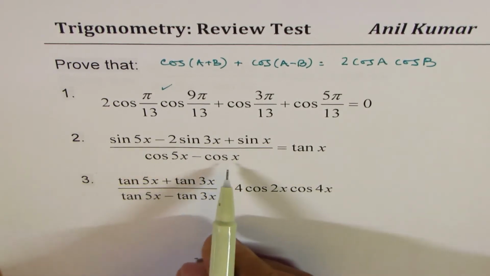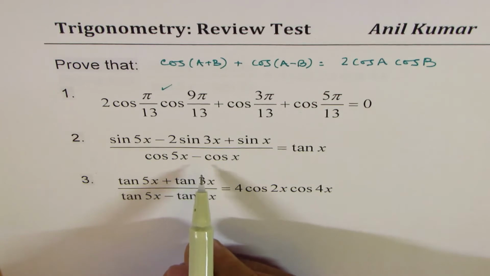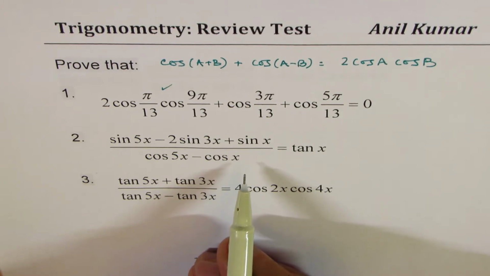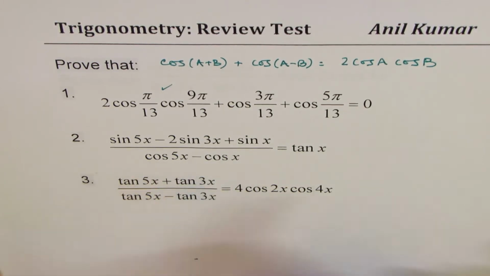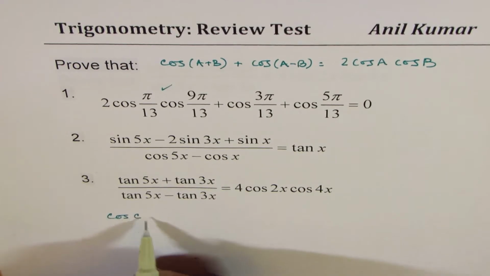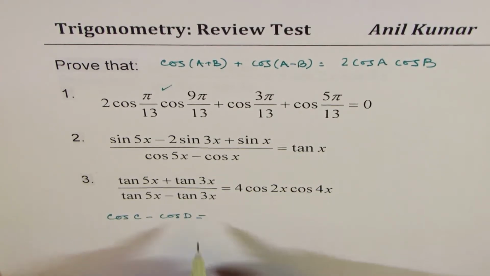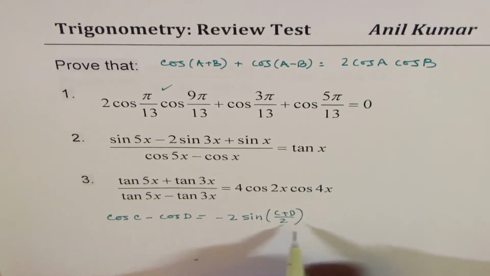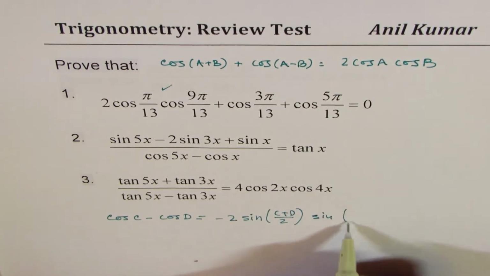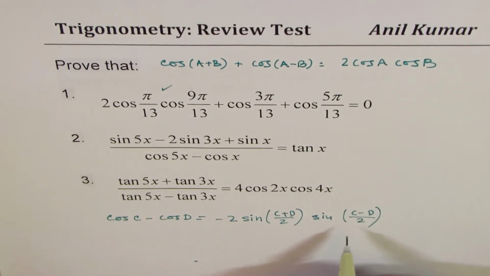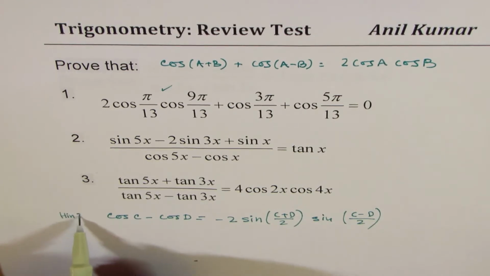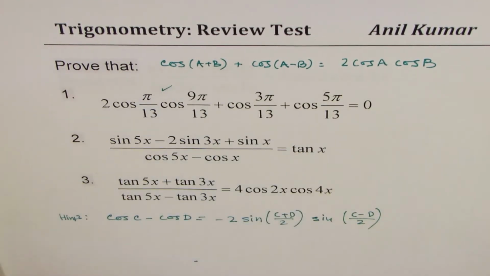And in this case, we see difference, right? So you could use the formula which relates the difference into product. Let me write down here. Cos C minus cos D is equal to minus 2 sine (C plus D) by 2 sine (C minus D) by 2, right? So that is the difference to product formula which you could use to solve question number 2. So that is the hint for 2. This is the hint for question number 1.